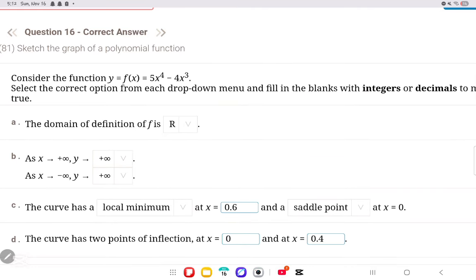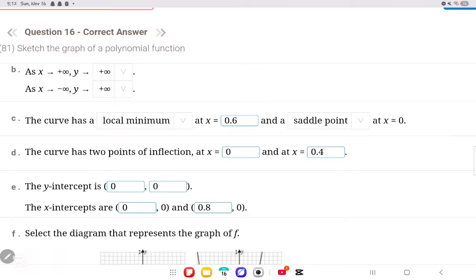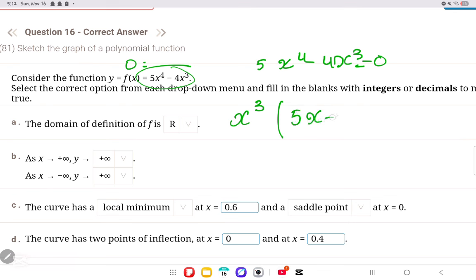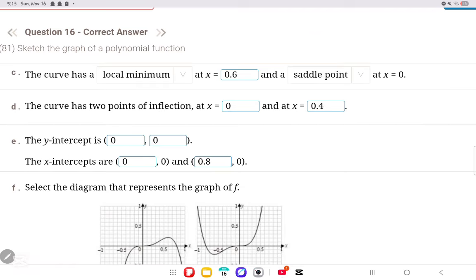Now my y-intercept and x-intercept, I go back to the original. For the y-intercept, my x is 0, so y is equal to 5 times 0 to the 4 minus 4 times 0 cubed, which is 0. My x-intercepts: I need to solve this equal to 0, because my y should be equal to 0. So 5x to the 4 minus 4x cubed is equal to 0. Take out the common, which is x cubed times 5x minus 4. That means my two roots are x equal to 0 and x equal to 4 over 5, which is 0.8. So my two x-intercepts are x equal to 0 and x equal to 0.8.